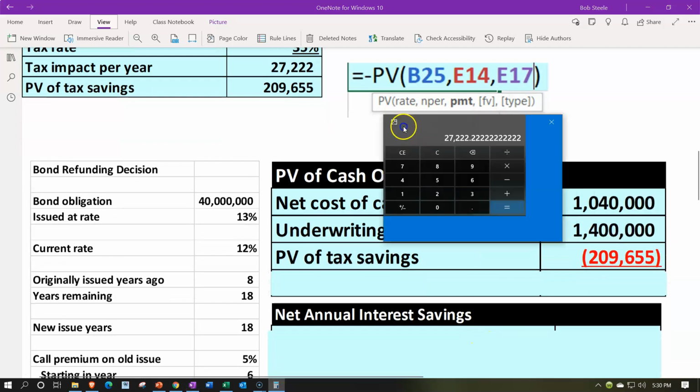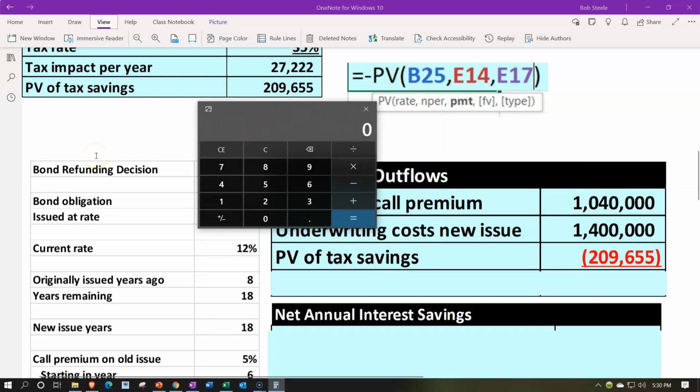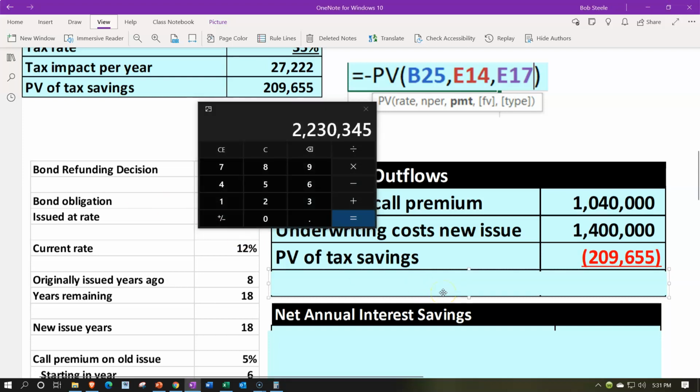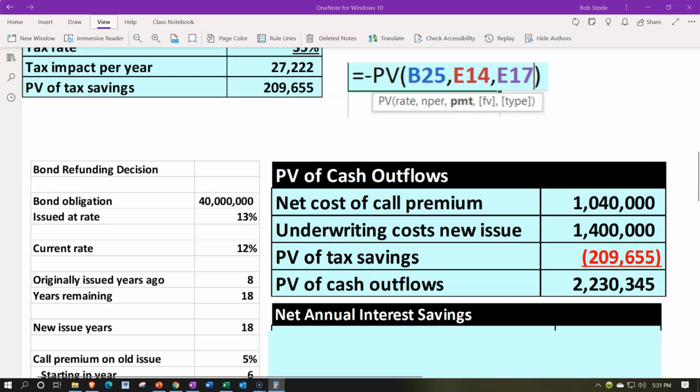So let's go ahead and add these up then, just for the fun of it. We'll do it in the calculator. 1,040,000 plus 1,400,000 minus 209,655, and that's going to give us the 2,230,345. So there we have that.